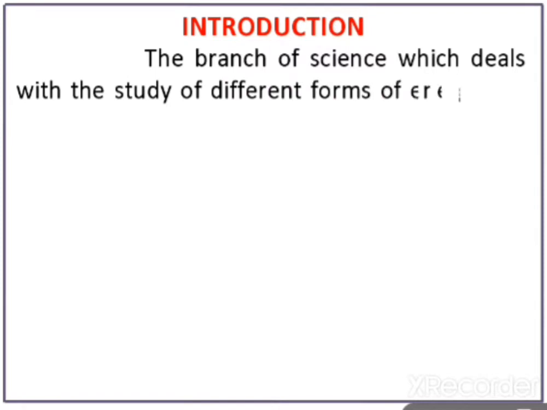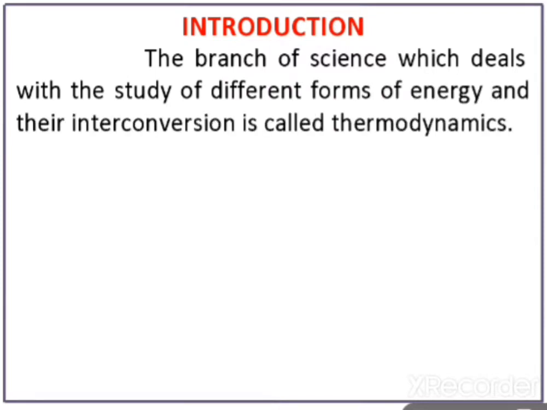First part is system and surroundings. Before system and surrounding, let's introduce thermodynamics. So what is thermodynamics? The branch of science which deals with the study of different forms of energy and their interconversions is called thermodynamics. It means in a chemical reaction, if heat is produced or heat is absorbed, then that chemical reaction will be studied under thermodynamics, and also the effect of heat on the reaction types will be studied under thermodynamics.